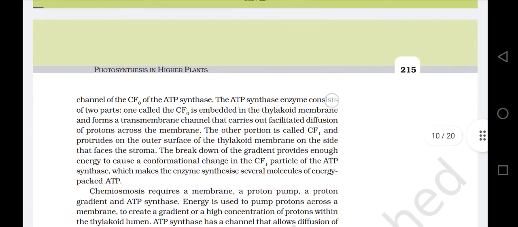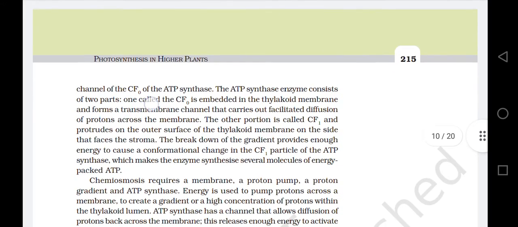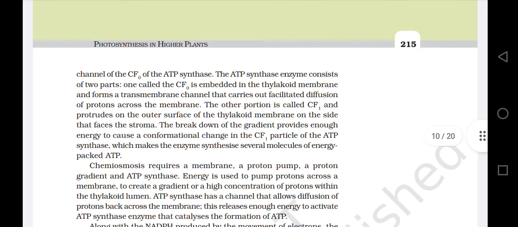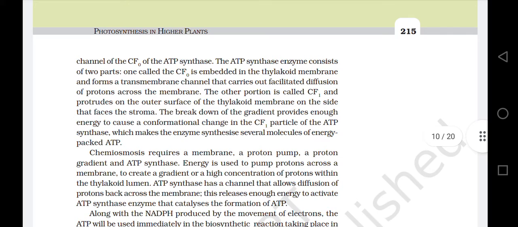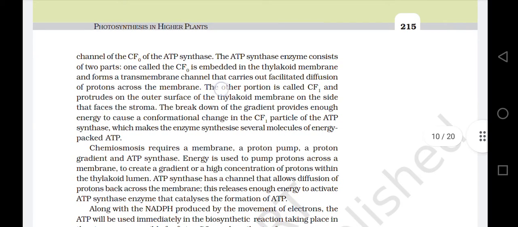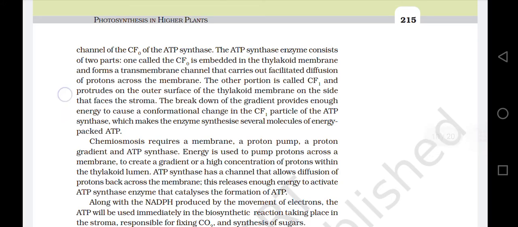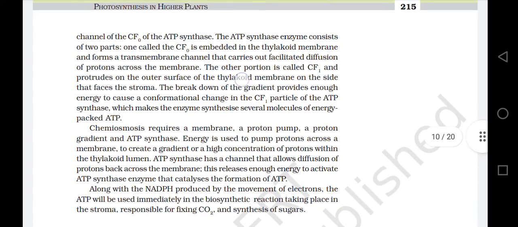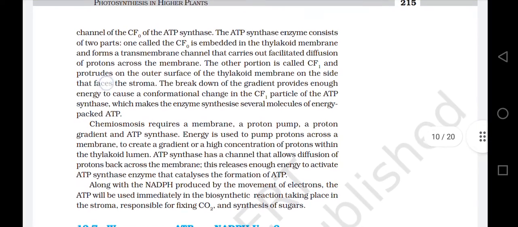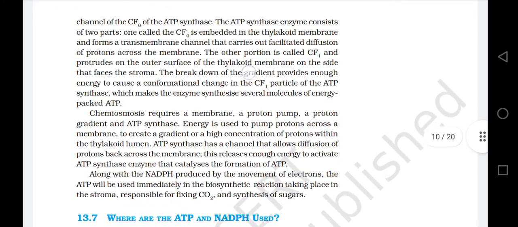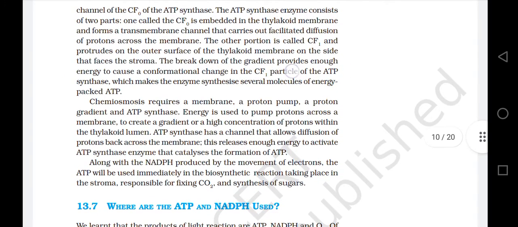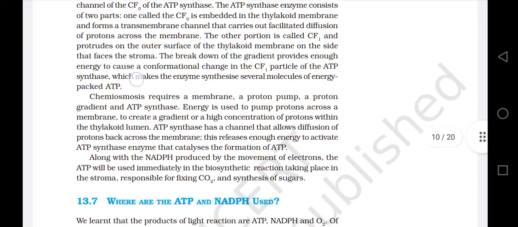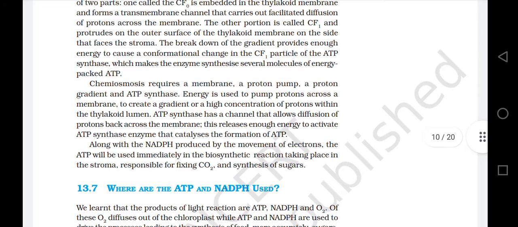The ATP synthase enzyme consists of two parts. One called the CF0 is embedded in the thylakoid membrane and forms a transmembrane channel that carries out facilitated diffusion of protons across the membrane. The other portion is called CF1 and protrudes on the outer surface of the thylakoid membrane on the side that faces the stroma. The breakdown of the gradient provides enough energy to cause a conformational change in the CF1 particle of the ATP synthase, which makes the enzyme synthesize several molecules of energy-packed ATP.